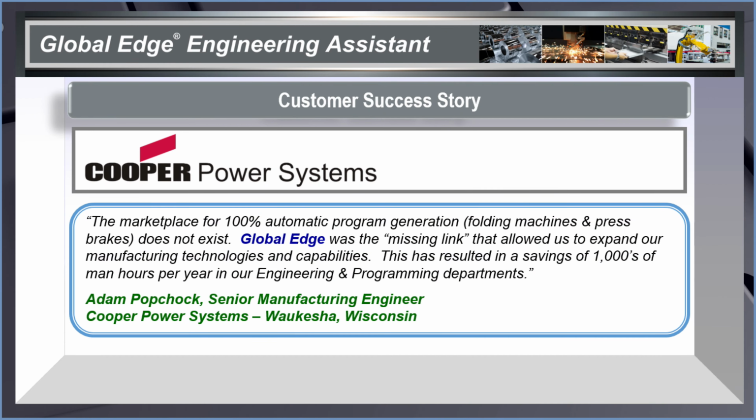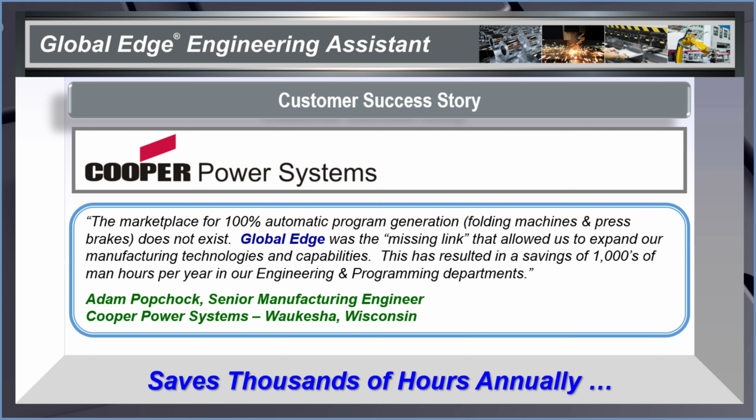Global Edge is proven software technology that can save your company thousands of engineering hours each year while providing your shop floor with accurate and timely information. The Global Edge Engineering Assistant has been successfully implemented at small, medium, and large-scale manufacturing operations and has saved them thousands of engineering hours each year. This includes Cooper Power Systems, which achieved significant success with the Global Edge Engineering Assistant.